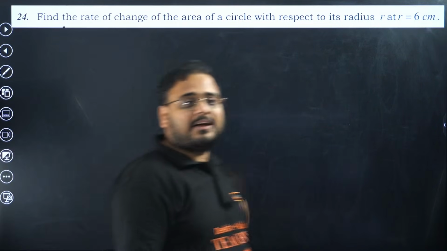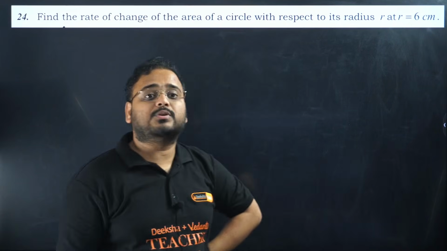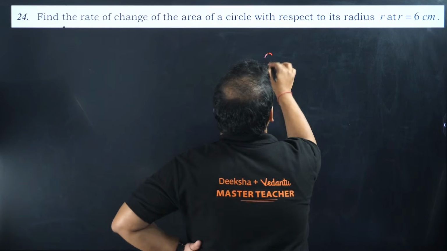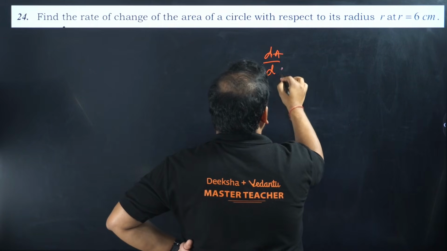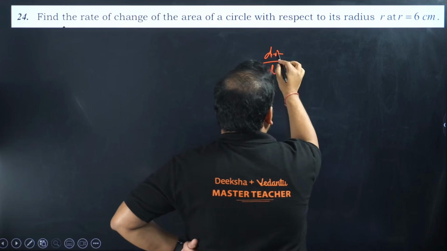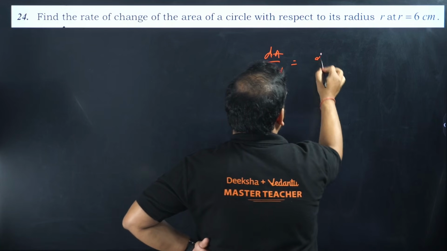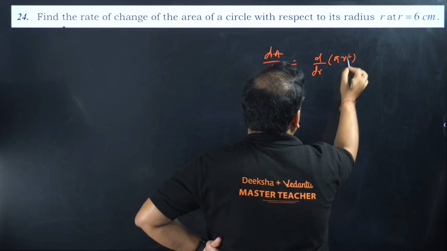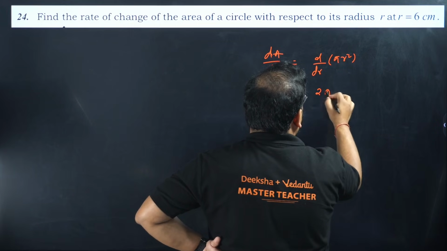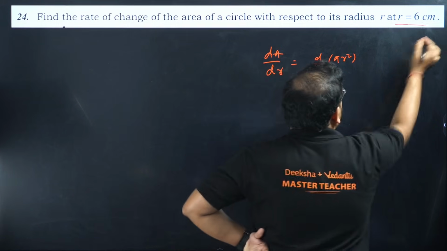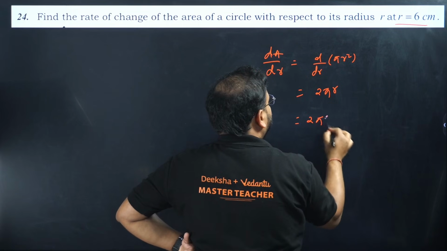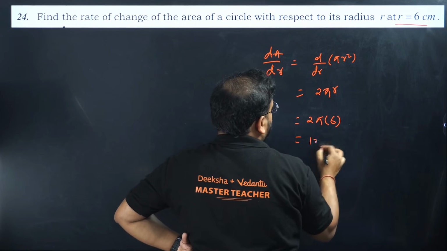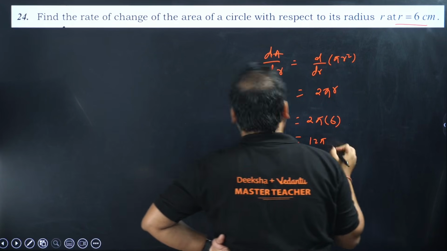24th. Find the rate of change of area of a circle with respect to its radius. They are asking us dA by dr. Area change with respect to its radius. So basically d by dr of pi r square. We get this as 2 pi r. The given r value is 6. Put here 2 pi into 6. 12 pi.